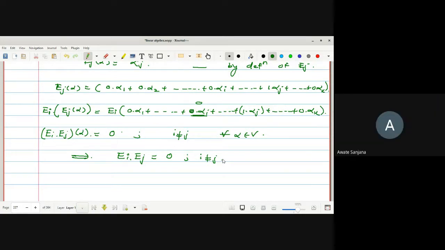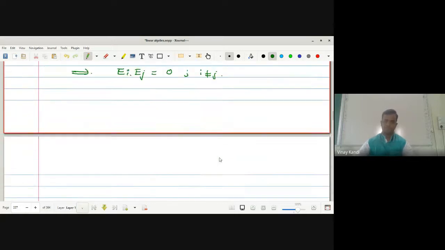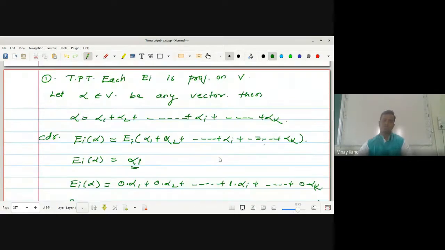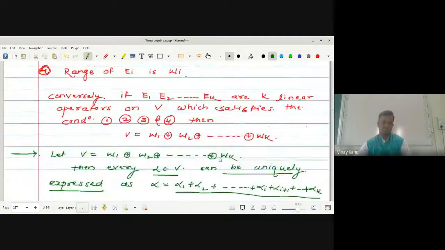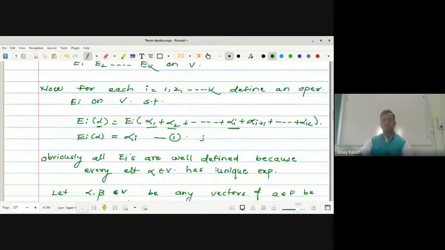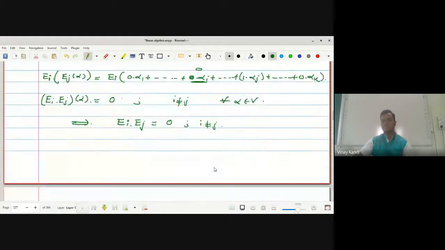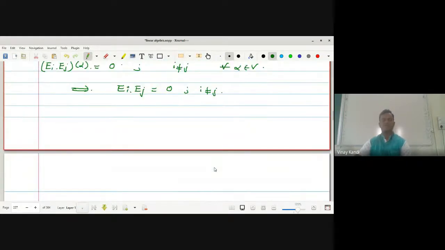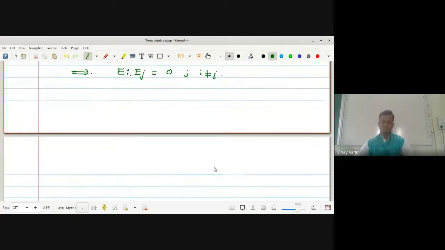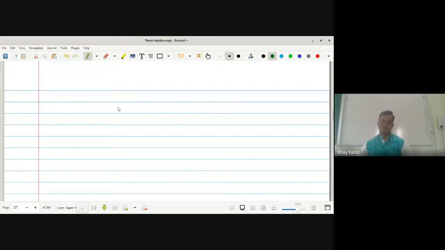No, sir. Okay, the theorems are long but they are simple, suppose. Now the third statement. What is the third one? I is equal to E1 plus E2 plus up to so on EK. Again, alpha we can write in the form of alpha 1 plus alpha 2 plus alpha 3 up to so on alpha K. Operate I on both, what will come then? Alpha 1 means E1 of alpha, alpha 2 means E2 of alpha. Okay, third one now.